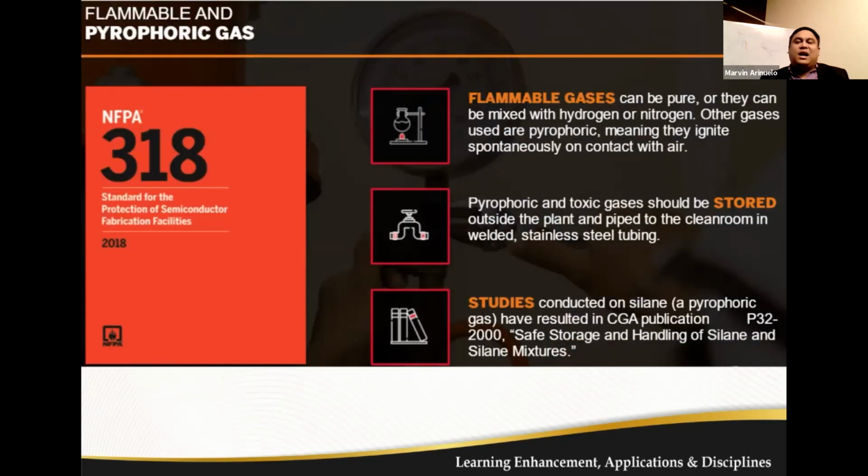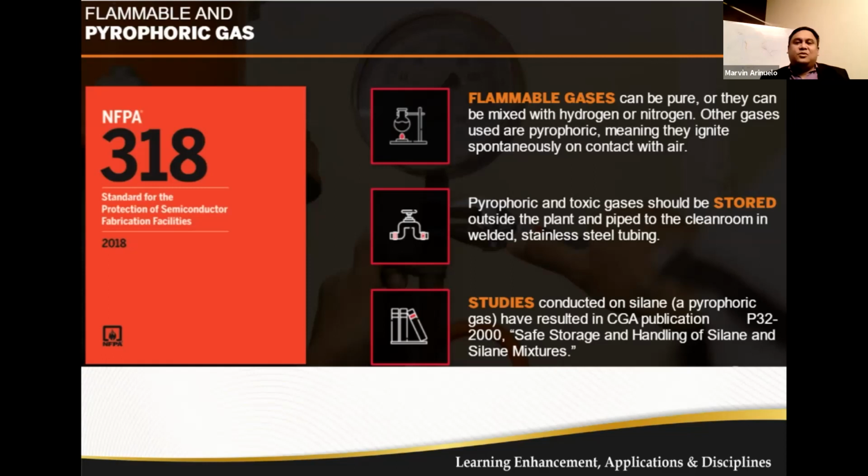Flammable gas used in industry can be pure, or it can be mixed with hydrogen or nitrogen. The other gases used in semiconductor manufacturing are pyrophoric, meaning they ignite spontaneously on contact with air. This is the problem with pyrophoric gas. If there is contact with air, it ignites spontaneously. And pyrophoric and toxic gas should be stored outside the plant and piped to the clean room in a welded stainless steel tube.